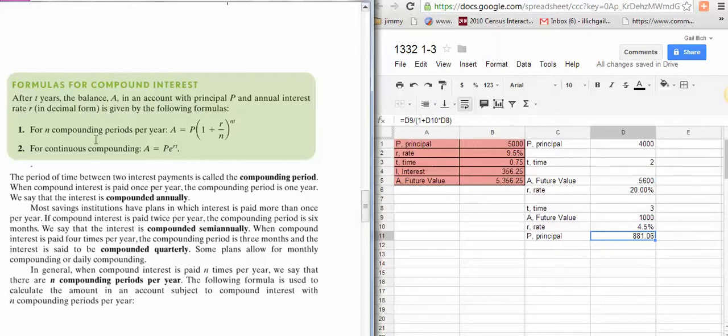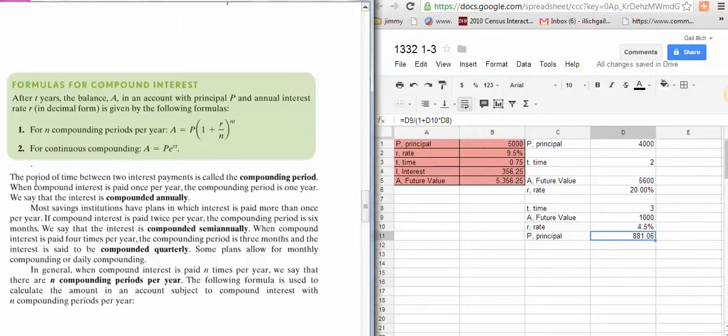For n compounding periods per year, A is equal to P times (1 plus r divided by n) raised to the n times t. And then if you have continuous compounding, it's A equals the principal times e to the r times t. We're going to learn about how to get this e in the Google spreadsheet also.